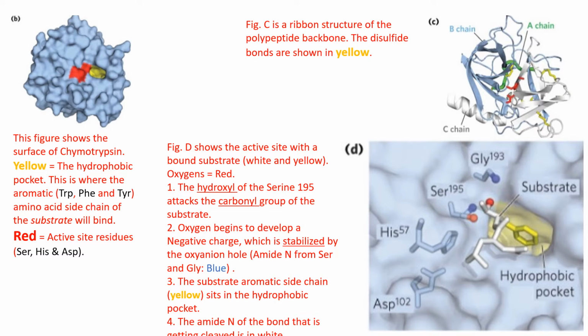The oxygens are red. 1. The hydroxyl of serine 195 attacks the carbonyl group of the substrate. Oxygen begins to develop a negative charge, which is stabilized by the oxyanion hole, the amide nitrogen from serine and glycine in blue. The substrate aromatic side chain in yellow sits in the hydrophobic pocket. The amide nitrogen of the bond that is getting cleaved is in white.